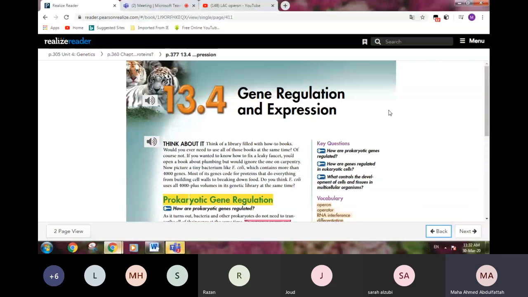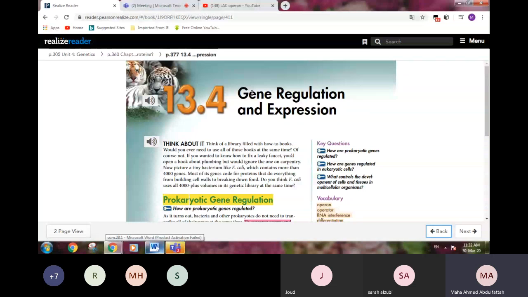In the last lessons, you remember that we have discussed and learned about genes, how genes are transcribed, and how genes at the end can form a protein. It is all about our gene expression.